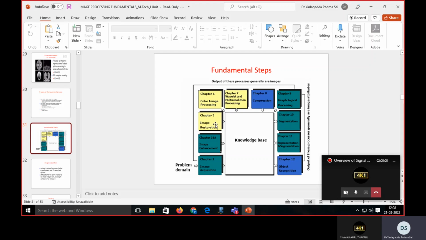Image restoration. In image restoration, mainly the image is degraded. Degraded means some distortion is there. By using some mathematical filters, like bilinear filter, least mean square filter, inverse filter, we are restoring the image. All those things come under image restoration.